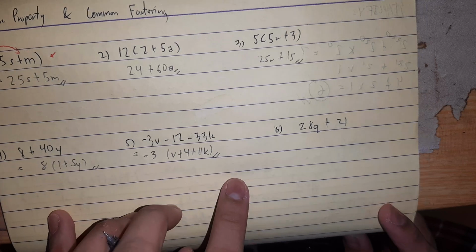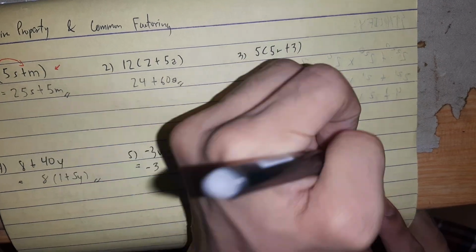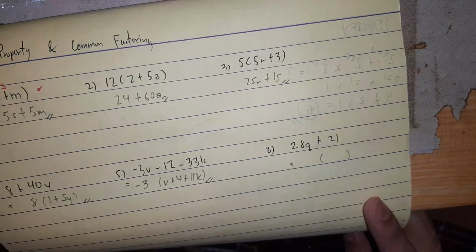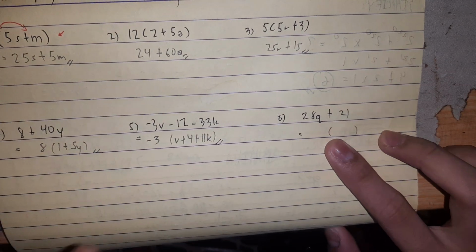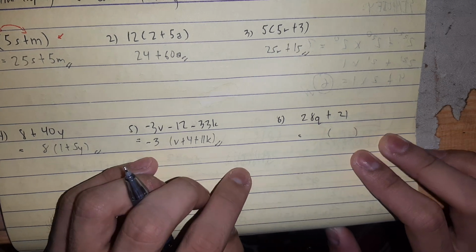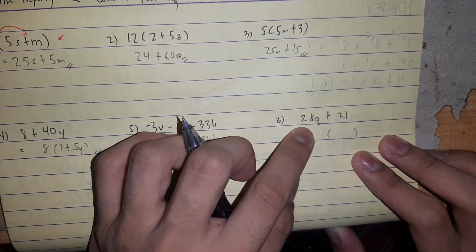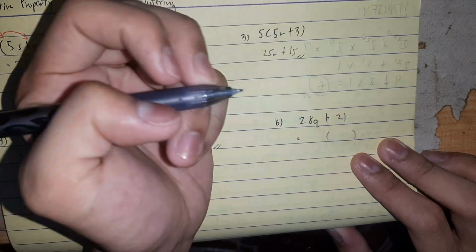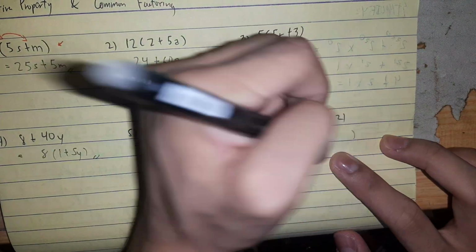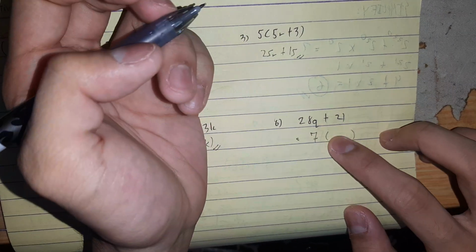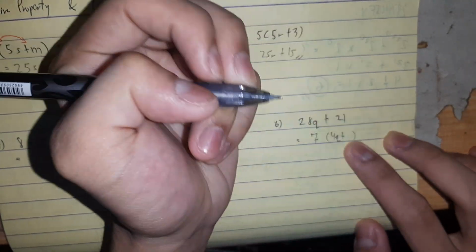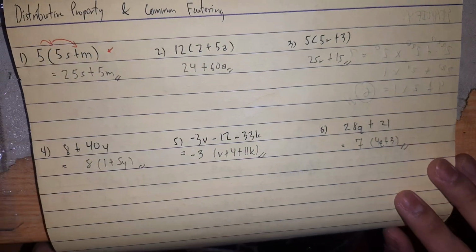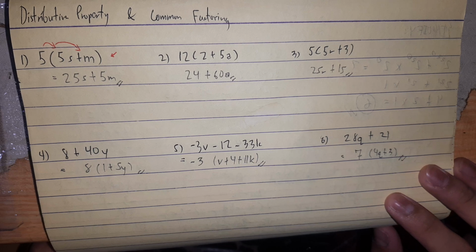How about number 6? Again, put the parenthesis right here, and we will find the GCF of these factors, since we cannot use 28, 20 or 21 outside. So we have to find the GCF of these numbers, and we can see that it is 7, because 7 times 4 is 28q, plus 7 times 3 is 21. So that's how you do the distributive property and common factoring.